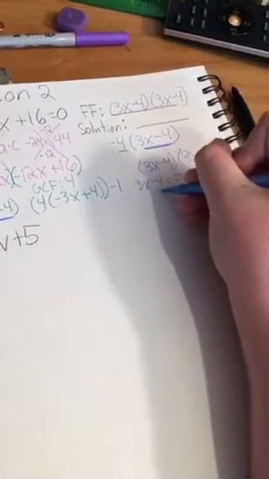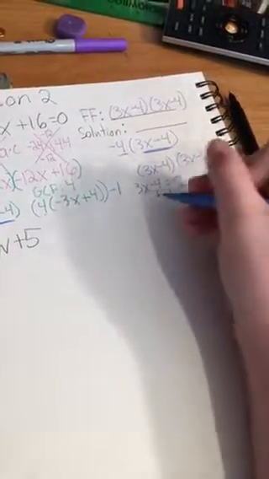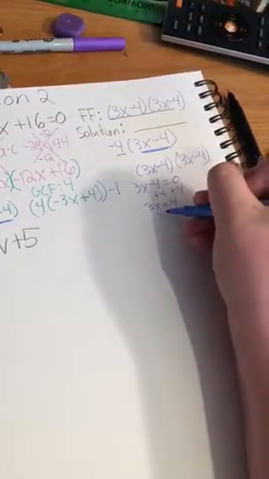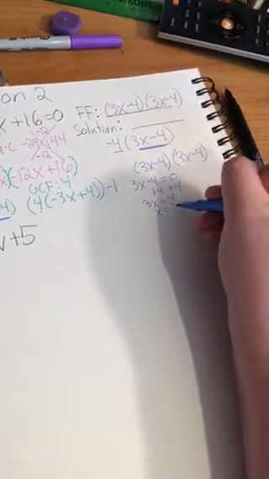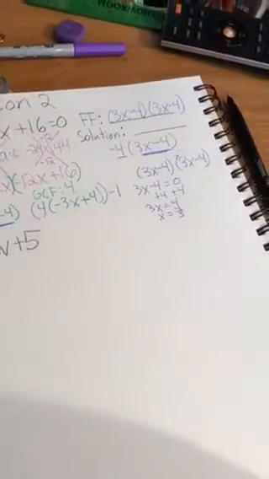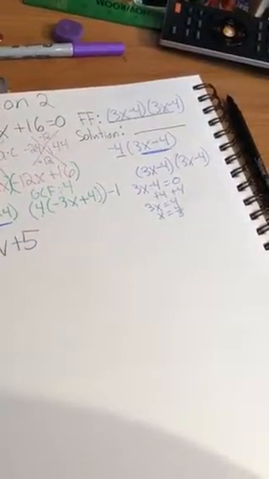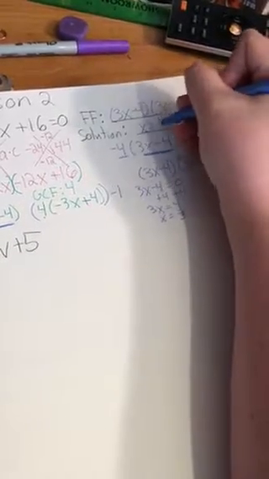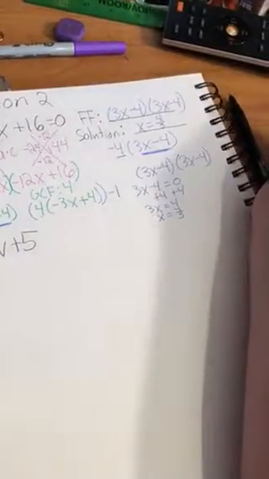So we're going to add 4 to get 3x equals 4, and we're going to have x equals 4 over 3 because we're going to divide by that 3. So our solution will be x equals 4 over 3.